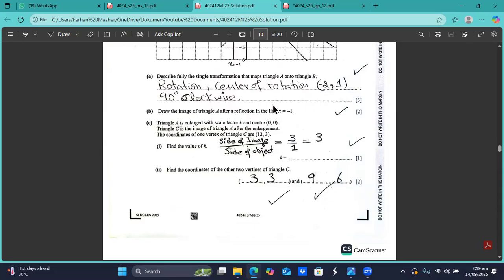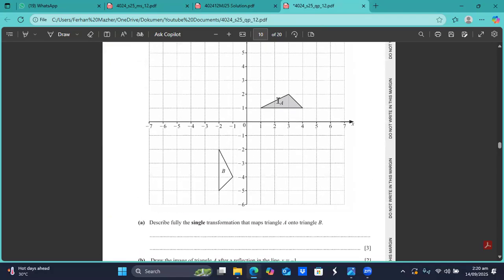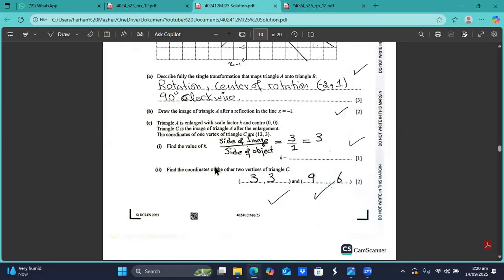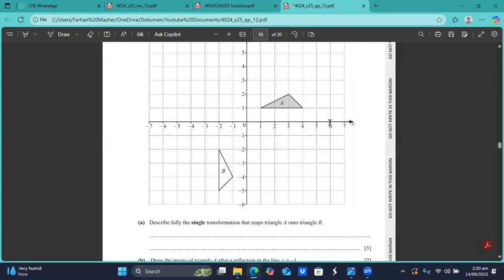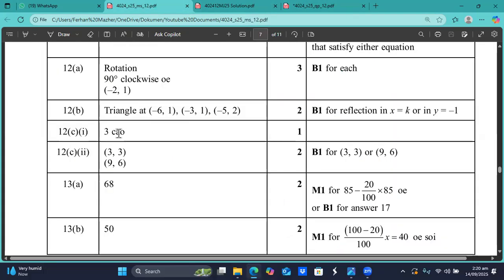Then the question is find the coordinates of the other two vertices. Okay. So this point, which is 1, 1, just multiply the x and y with the 3. So you will have 3, 3. And this point, which is 3, 2. Okay. So when you multiply with the 3, you will have 9, 6. Okay. It's an A-star type question. I hope you understand this.